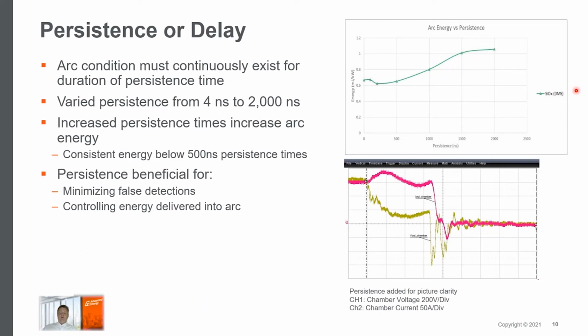Persistence is beneficial for minimizing false detections and controlling the energy into the event. This may be beneficial to add energy, for example, target conditioning, where you're looking to burn off some of the contaminants from the atmosphere.